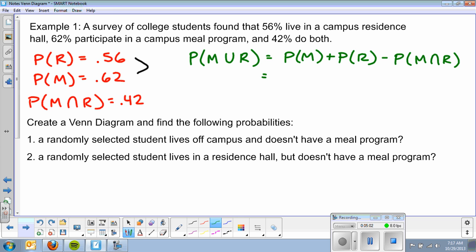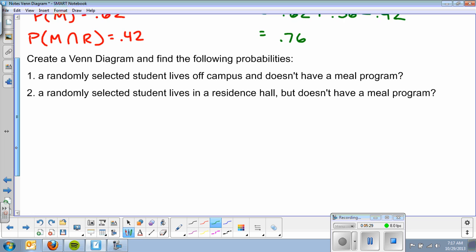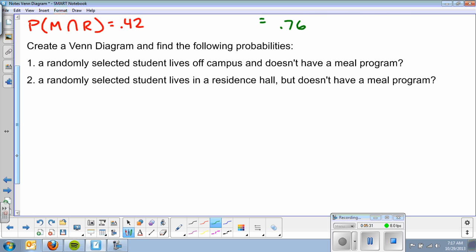Okay, so if I just plug in these numbers by my formula, 0.62 had a meal plan, plus 0.56 were in a residence hall, minus the overlap, 0.42, and I will get 0.76. Okay, now below I'm going to show you how to use a Venn diagram to get more or less that same answer and answer some other questions.